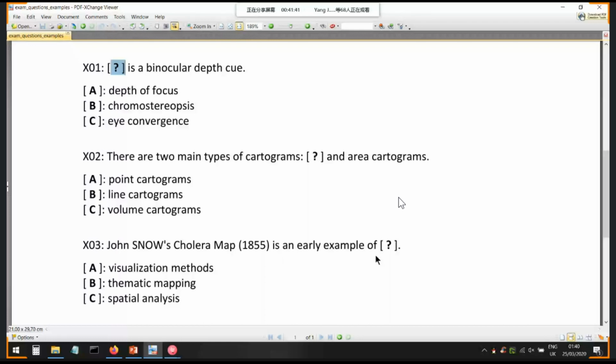There are earlier examples for visualization methods. There are earlier examples for thematic mapping. So the right answer is C. It's an early example of spatial analysis. There are much older examples for thematic mapping. Therefore, it's not an early example of thematic mapping, and it's also not an early example of visualization methods. The right answer would be C.